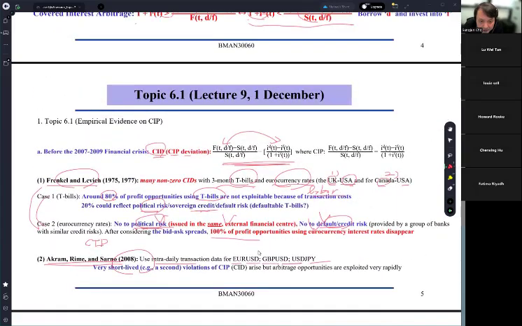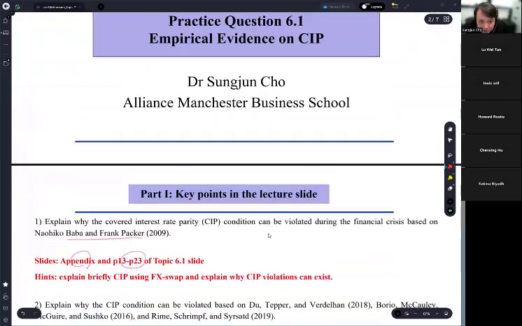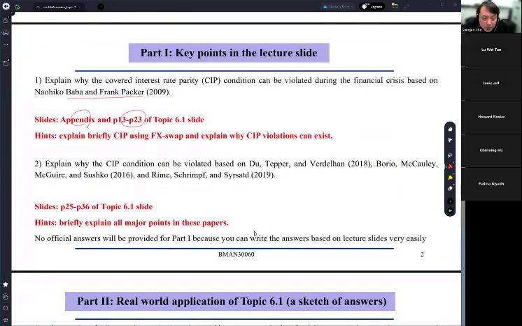Based on the appendix, you have to explain clearly why we can interpret the left-hand side and right-hand side as two different ways of borrowing dollars. And then you can use this example to say why we were able to see this inequality at the time and why that is not a risk-free arbitrage strategy, right? Basically, a summary of that can be the answer to this question.